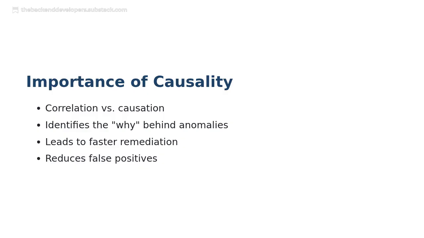Understanding correlation versus causation is crucial. While correlation indicates a relationship, causation reveals the underlying why behind an anomaly. By identifying root causes, we achieve faster and more effective remediation, ultimately reducing false positives in our detection systems. This clarity empowers cloud-native systems to respond intelligently to anomalies.